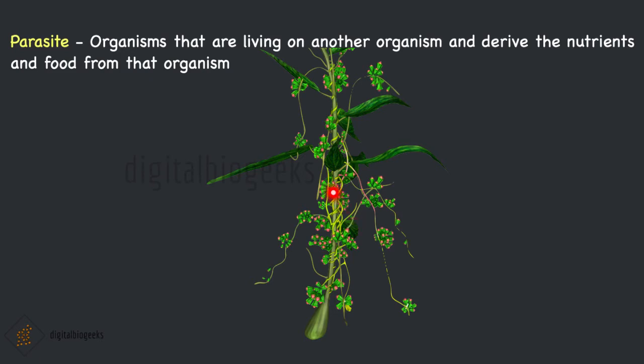Cuscuta twine around the stem and branches of a tree and then derive the food and nutrients from that tree. Here, this tree is the host and Cuscuta is the parasite. As it twine around the tree and derive the food and nutrients from that tree, Cuscuta is a parasite.